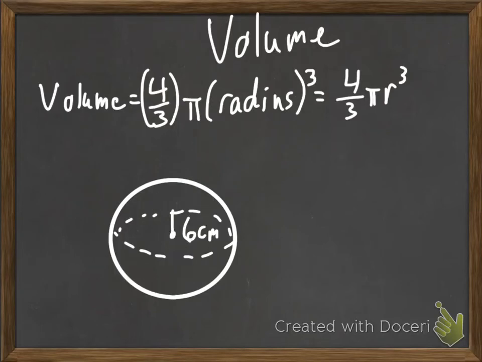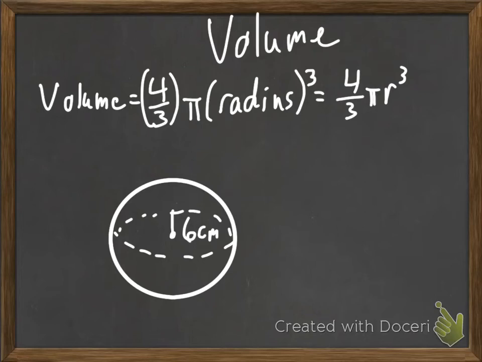Now let's talk about volume. To find the volume of a sphere, you take 4/3 times pi times the radius cubed. And you kind of see why volume is cubed and surface area is squared, because of our units.